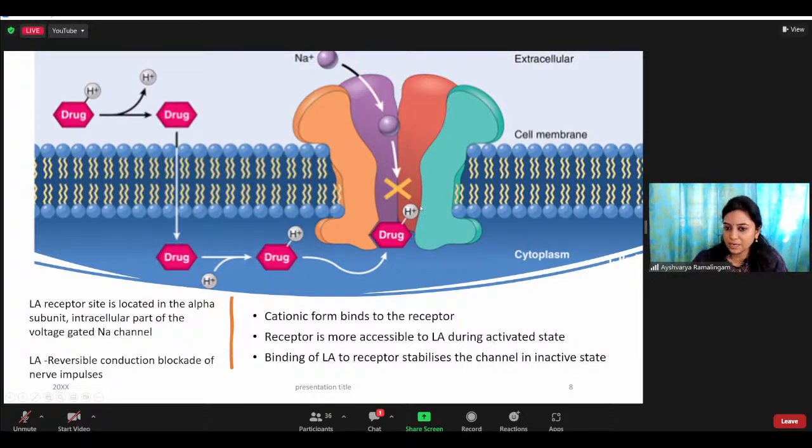When the local anesthetic binds with the receptor, it prevents entry of the sodium ions into the channel, and hence causes the conduction blockade. The binding of the local anesthetic to the receptor stabilizes the channel in the inactivated state.